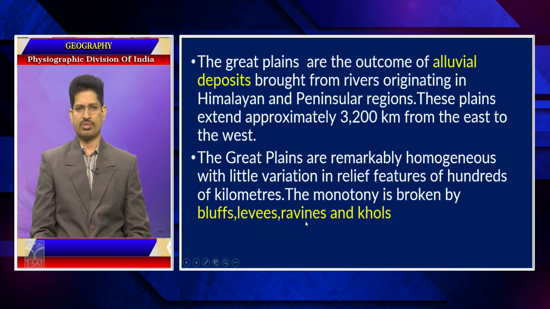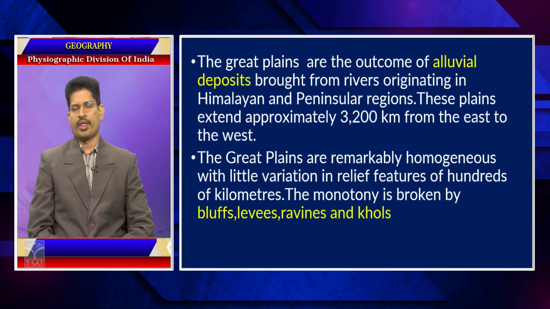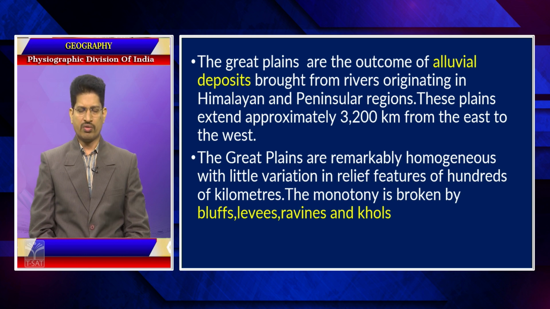Ravines, for example, are badland topography where, because of weathering and erosion, longitudinal deep small valley-like features are formed. The result of weathering and erosion is known as ravines. These kinds of structures are found in these regions.